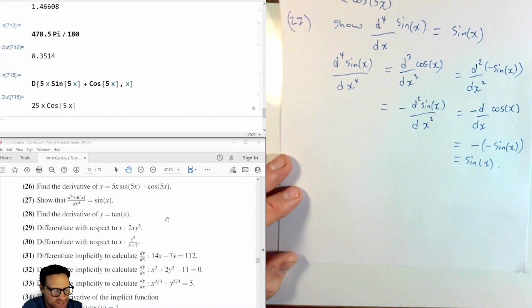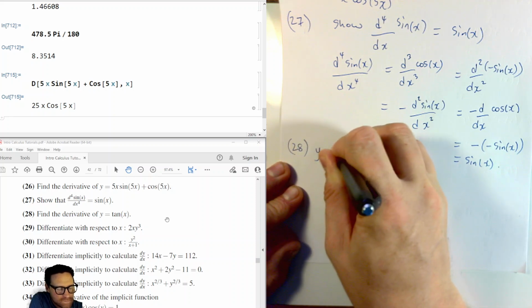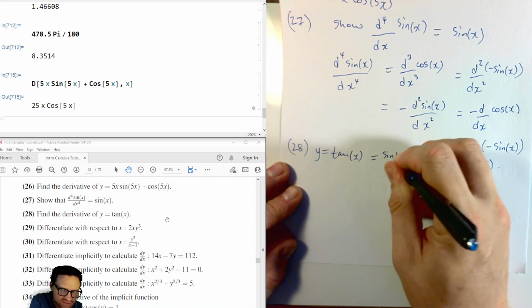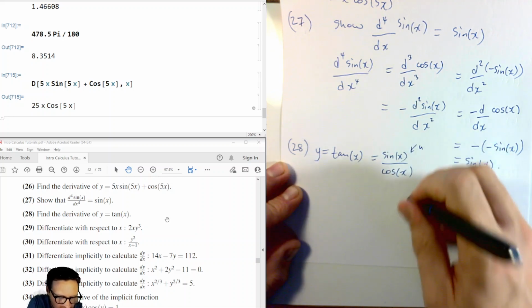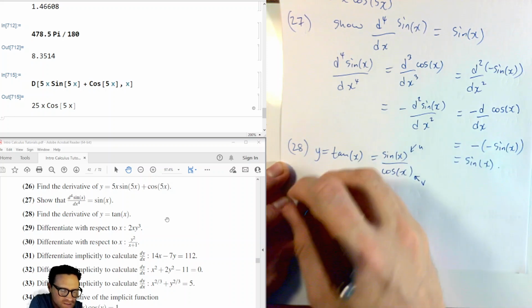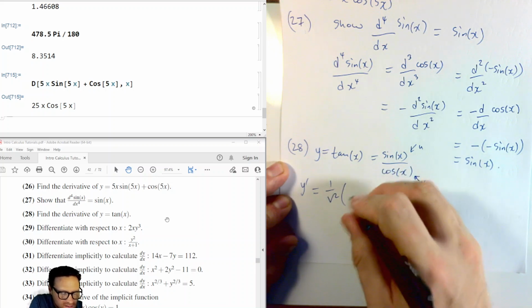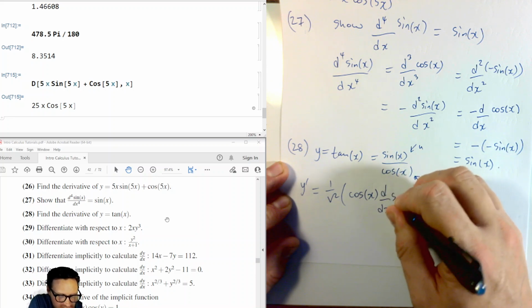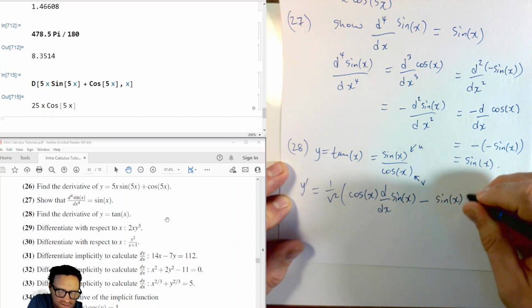Okay, next one, question 28. Find the derivative of tan. Well, let's express tan as sine of x over cos of x. And so label u sine and v is cos. So y dash is 1 on v squared, v, which is cos, du on dx, so d on dx sine of x, and then minus the other way around, sine of x d on dx of cos of x.